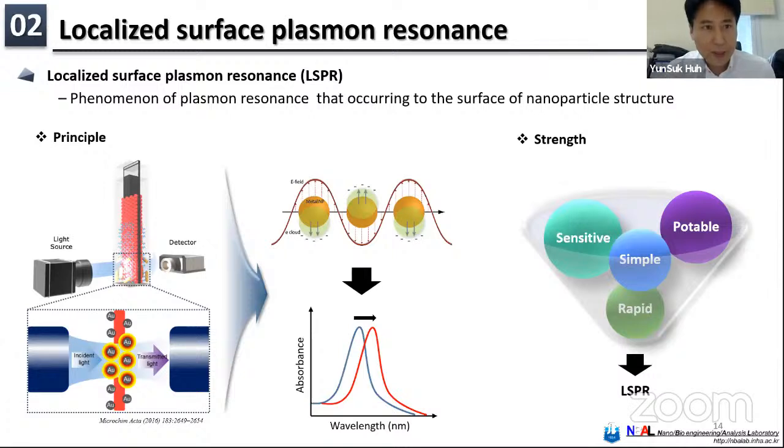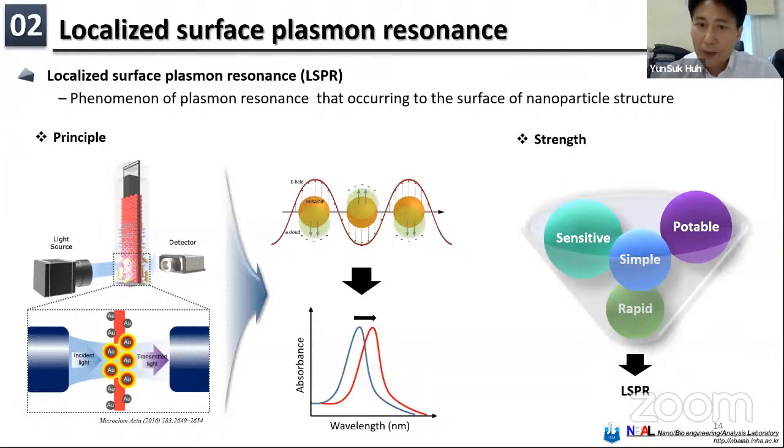This slide shows you what localized surface plasmon resonance is. It's one of the principal surface plasmon resonance phenomena, so I think everyone already knows about it. It's a well-established principle and knowledge of surface plasmon resonance.